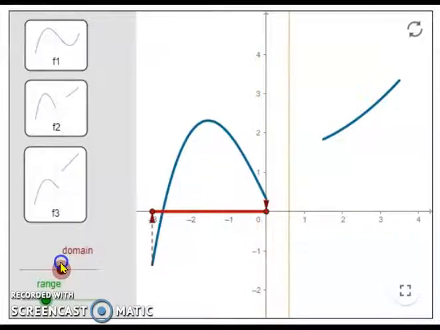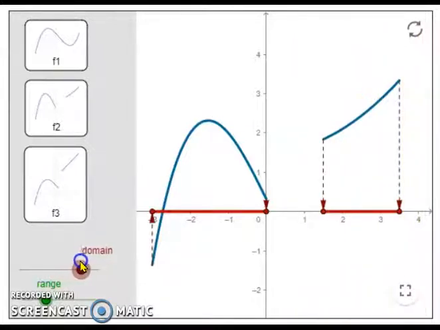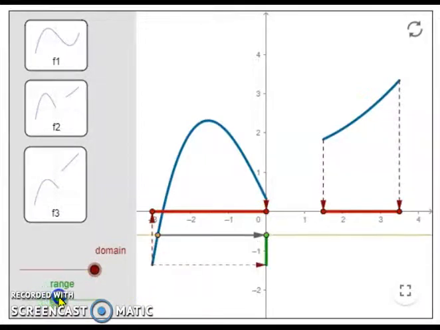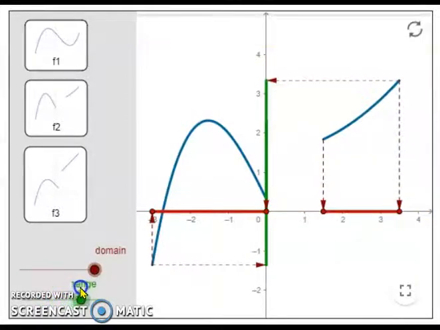Okay, putol tayo dito because the function does not have values there. Pero pagbalik mo dito, ayan. So, these are the two domains. For the range naman, we will trace horizontally. Ayan. Okay, so these are now the y values.